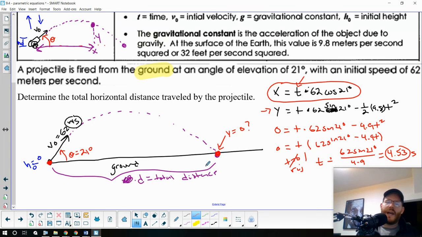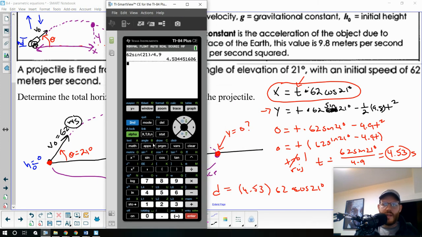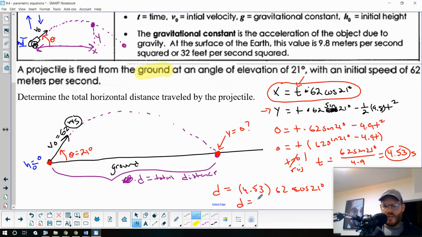So now that I know the time, I can answer my question for the total distance. Distance, the x measure here, would be 4.53, because that's the time it takes to end this trip, times 62 cosine of 21 degrees. So I'm going to go back to my calculator. Slide it over so I can see my values. So it's this number times 62 times cosine of 21 degrees. So it should travel 262.46 meters. So I'll say 262.5. The answer to my question is 262.5 meters.